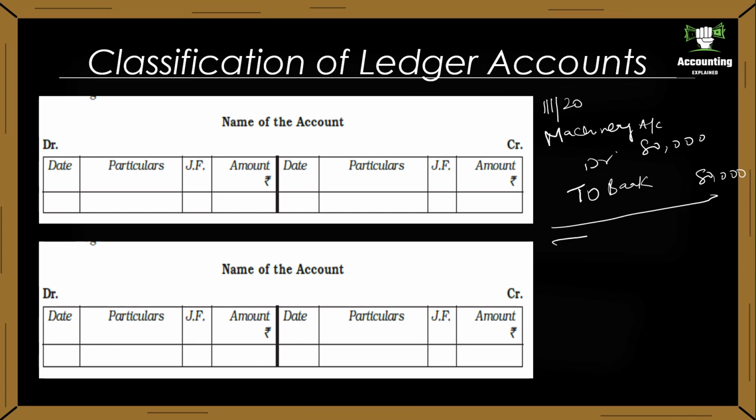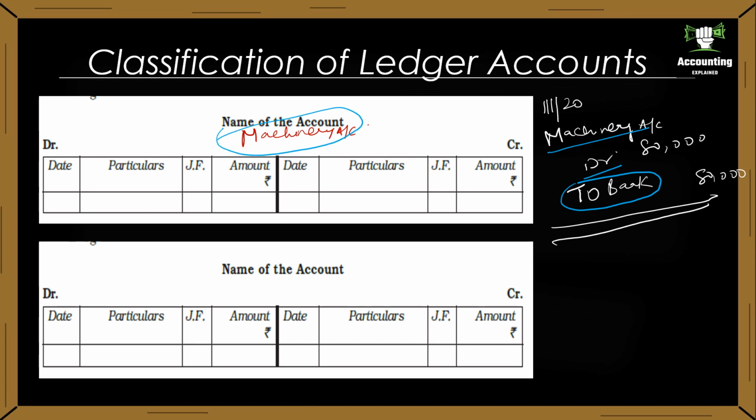Okay, how are we going to post? First I will take the machinery account. Name of the account is machinery account. Date here is 1st January 2020. Here the machinery account is here. See, in the journal entry the machinery account is there. Right. Opposite to the machinery account is what? Bank account. You have to write that bank account. Okay. Only in the machinery account.